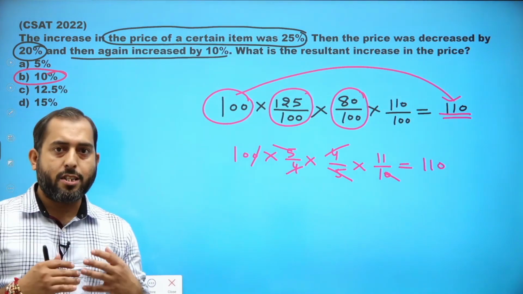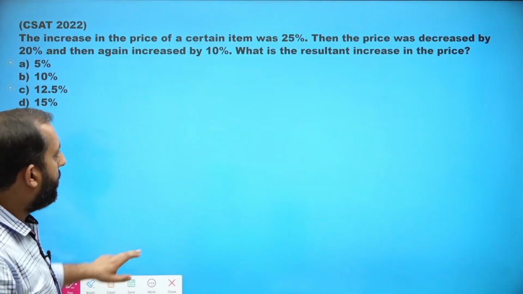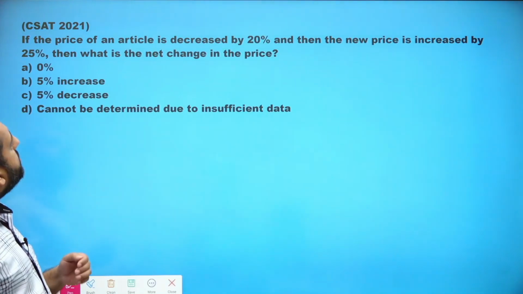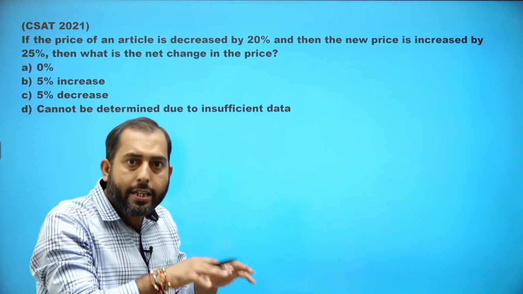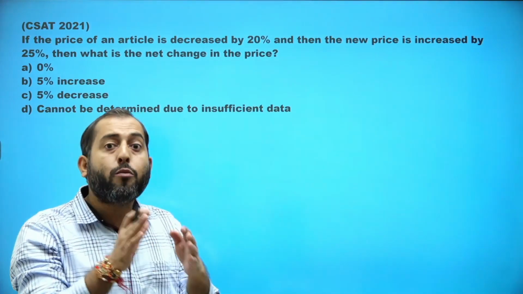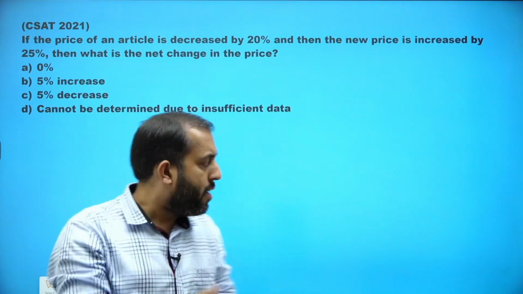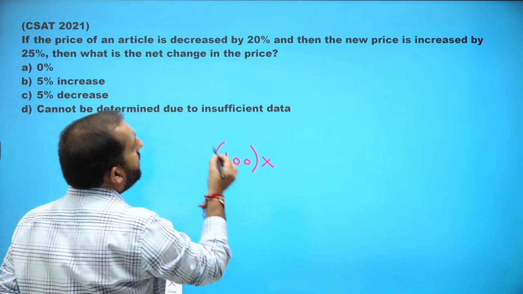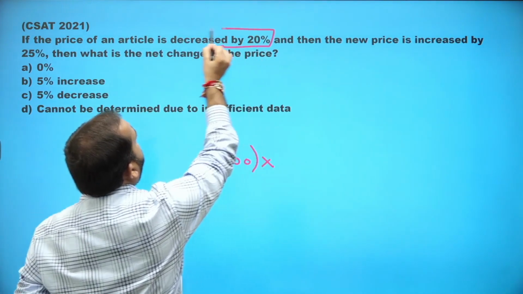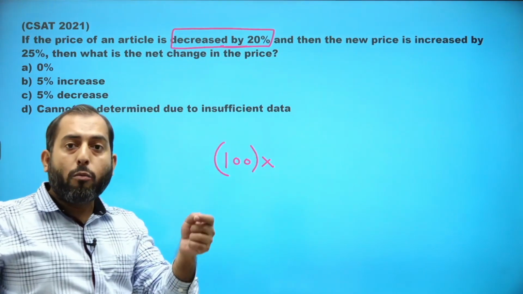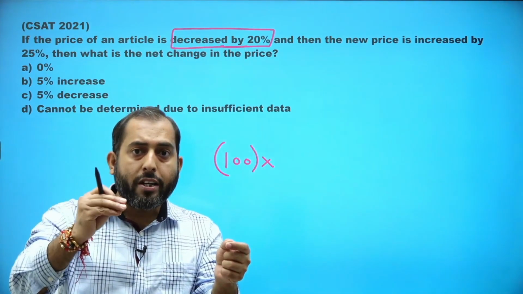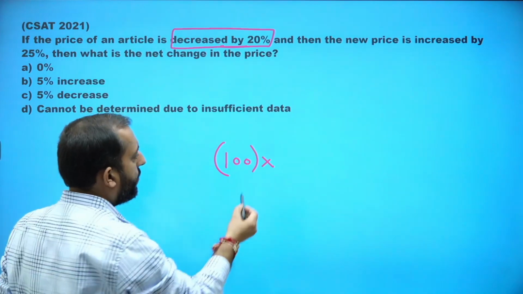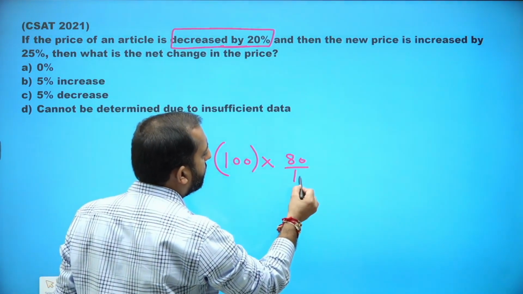Okay, let's move on to the next problem. It says the price of an article was decreased by 20%. Do you know what was the price of that article in the beginning? No. So let's say the price of the article in the beginning was 100. It is decreased by 20%. A decrement of 20% means 100 minus 20, which is 80%. So the article will become 80% of itself.